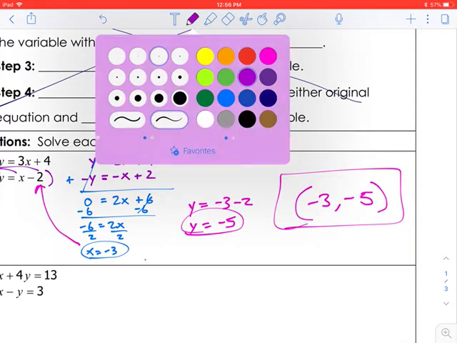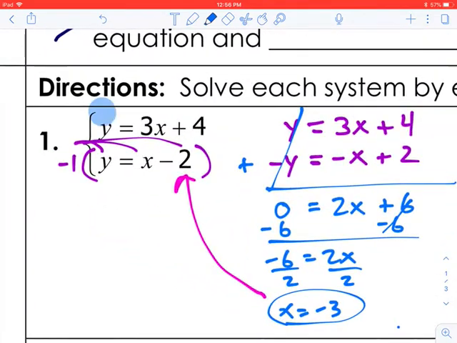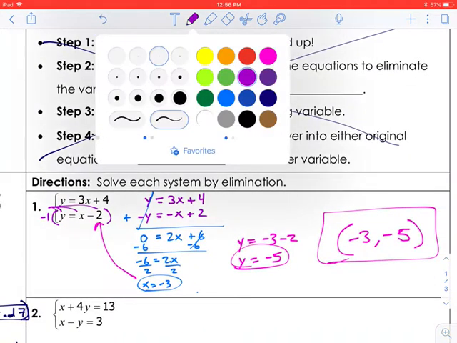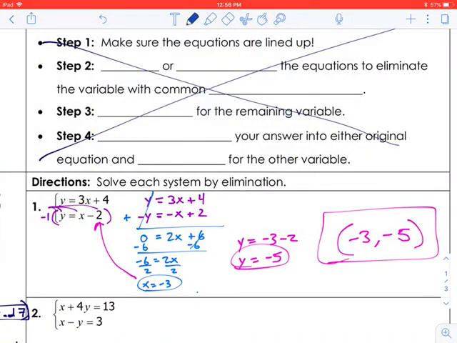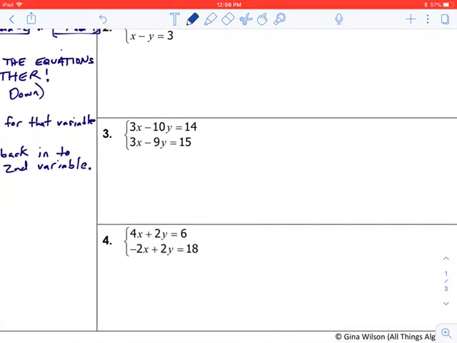Okay. Now for this particular example, since the y's were by themselves, I would actually probably do substitution in that case. But they were all lined up, and that's fine. But what you'll see on the next one is this one's a little nicer. Okay, so we're going to skip to number 3.